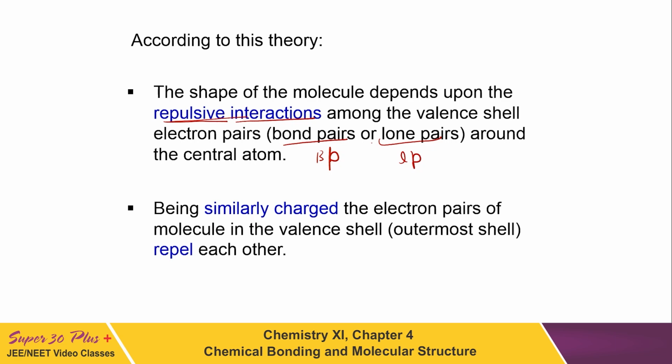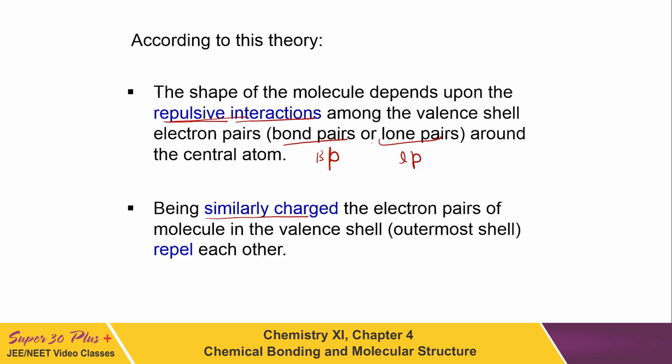Now being similarly charged, the electron pairs of the molecule in the valence shell, whether lone pair or bond pair, are all electrons. In the end of the day, a bond pair is a pair of electrons and a lone pair is also a pair of electrons. So what do you expect when these electron pairs meet each other? What are you expecting, students? Will they attract each other? No, they will not attract each other. Being similarly charged, they are supposed to repel each other, and yes, they will repel each other.